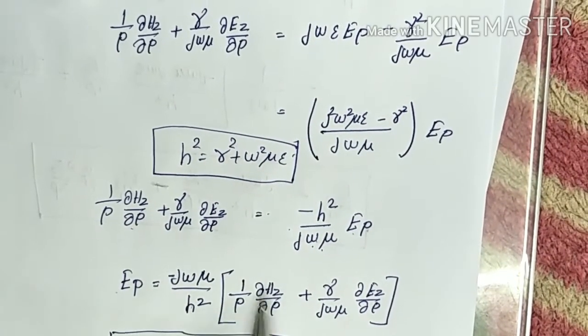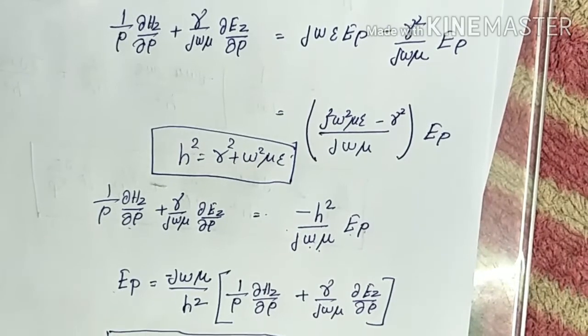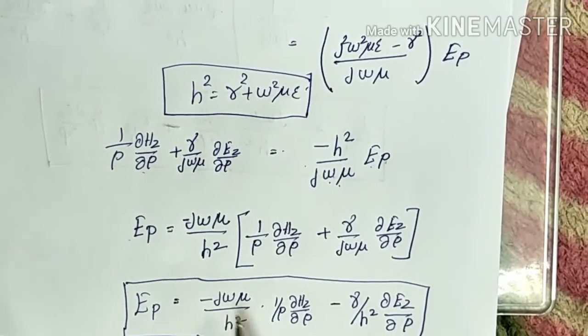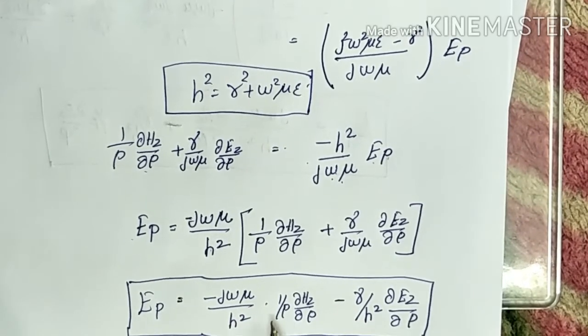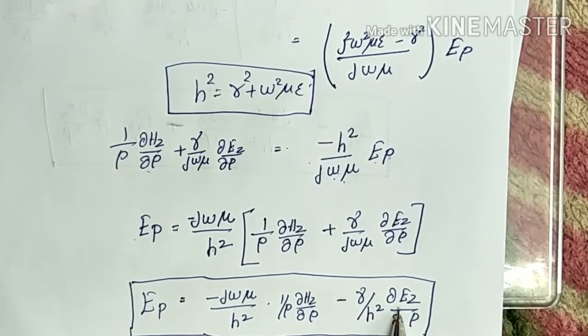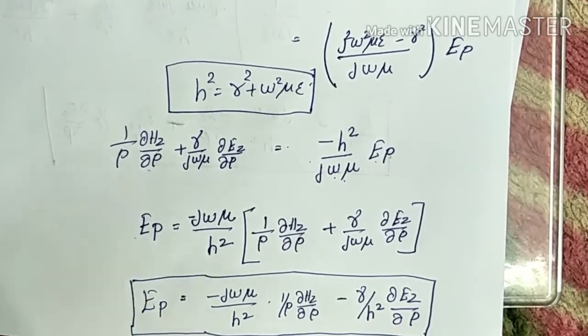So now multiply this term here and cancel. You will get the value of E rho. So E rho is equal to minus j omega mu by h square into 1 by rho dou Hz by dou phi minus gamma by h square dou Ez by dou rho.